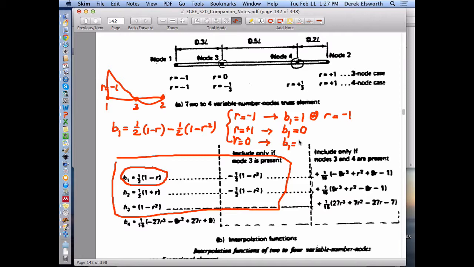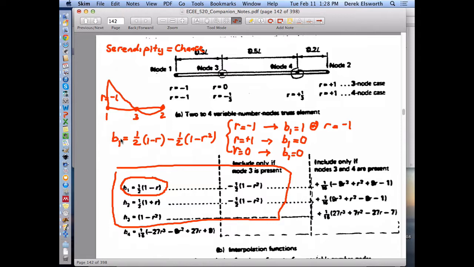And so these functions are often referred to as serendipity shape functions. Serendipity means chance. They're chosen just by chance. Serendipity is a fancy word for chance. And so it means that they're chosen by chance, so they satisfy these two basic characteristics: one at the node in question and zero at all other nodes. And so long as they satisfy that, then they're fine.